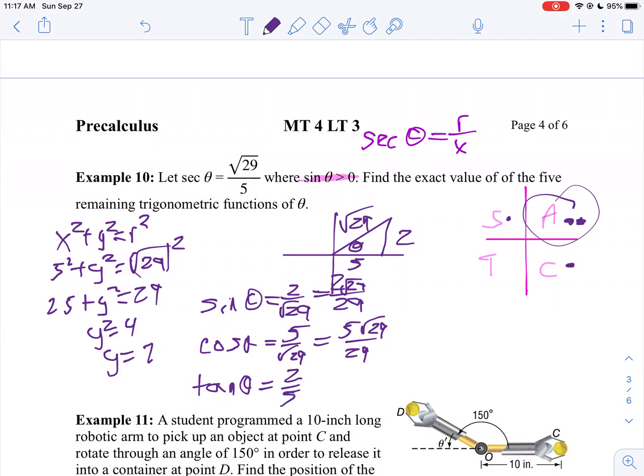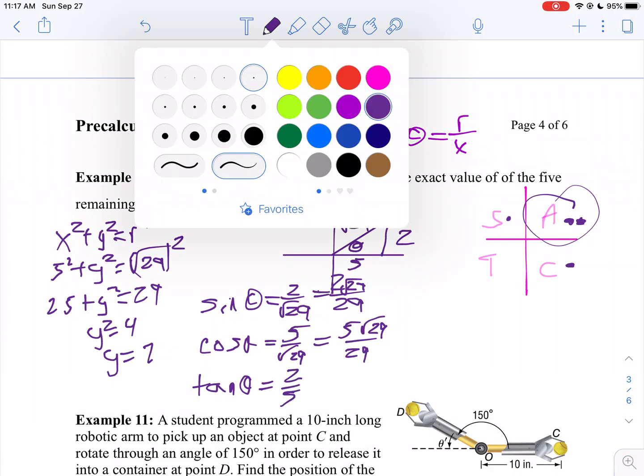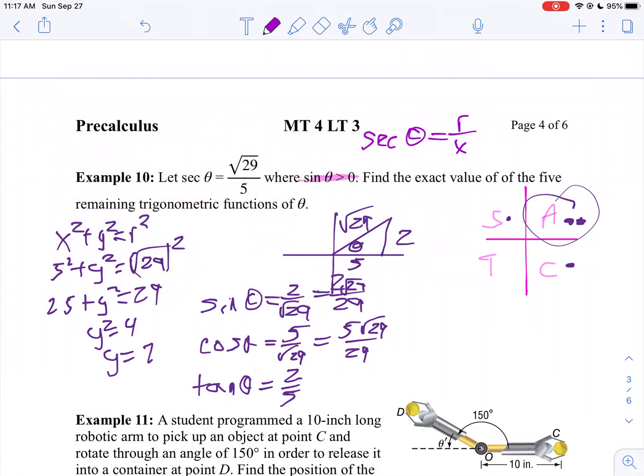Now let's do our reciprocal functions. Cosecant theta is going to be the square root of 29 over 2. We already have secant theta. So cotangent theta is going to be 5 over 2. And there's your answer.